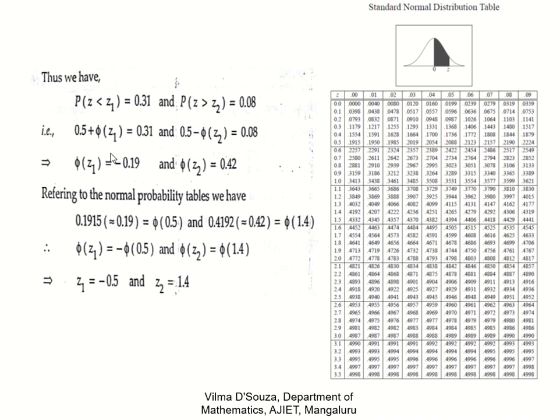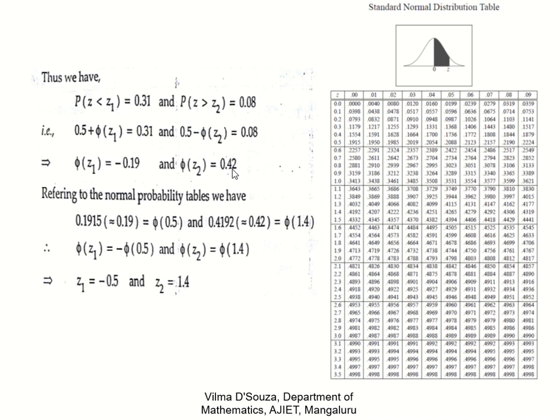Now you have the probabilities, but you don't know what z1 and z2 are. So refer to the normal distribution table. Where do you get 0.19? Refer to the value, then find the z value. 0.19, you have somewhere here 0.1915 probability, that corresponds to z equal to 0.5, right? So phi of 0.5 is 0.1915.